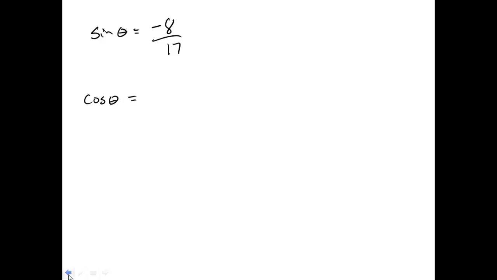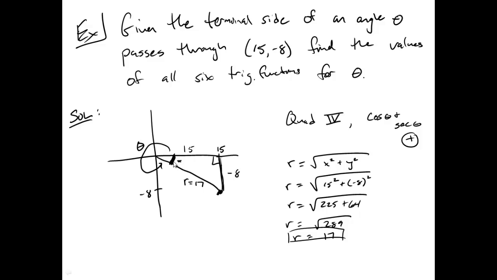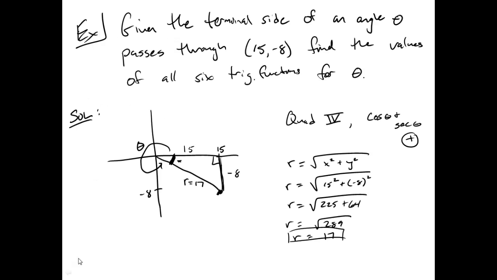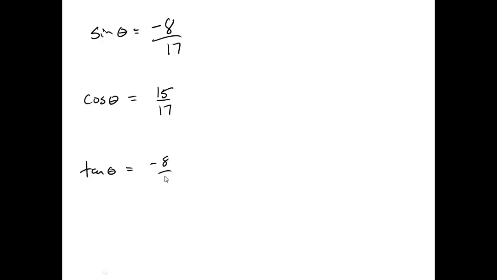Cosine theta. Alright, cosine, remember, is adjacent over hypotenuse. Remember, a reference angle is measured from the x-axis. So adjacent would be 15 over hypotenuse is 17. Notice it's positive, which it should be because we're in quadrant 4. So it's going to be 15 over 17. And tangent theta, remember, is opposite over adjacent, or you can think of it as sine over cosine. But from our reference angle, the opposite is going to be negative 8 over the adjacent is 15, so it'll be negative 8 15ths. Remember, it should be negative because we're in quadrant 4.